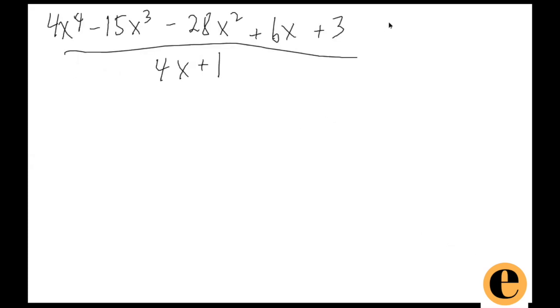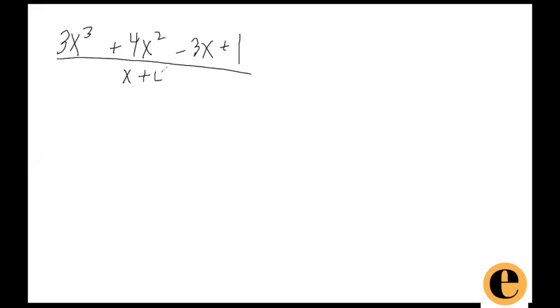Okay? Synthetic division muna nung sa kanina, no? So, 3x cubed plus 4x squared minus 3x plus 1 over x plus 4. Okay. So, ano ang ating coefficients? Ang ating coefficients is 3, 4, negative 3, and 1. Wala namang kulang na term dito, di ba? We have 3, 2, 1, 0. Okay.